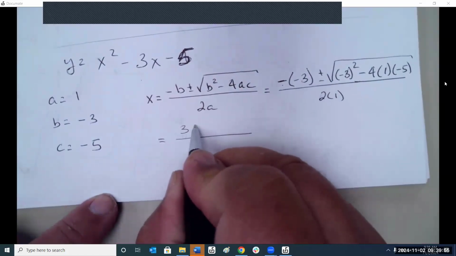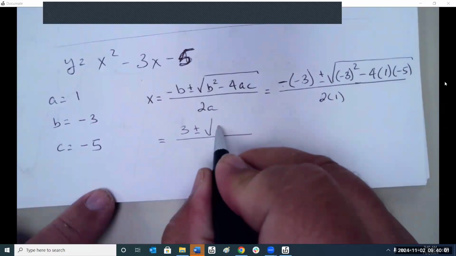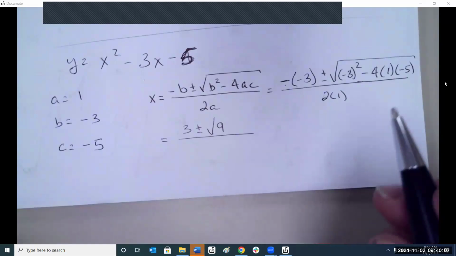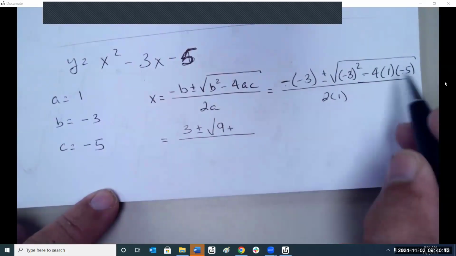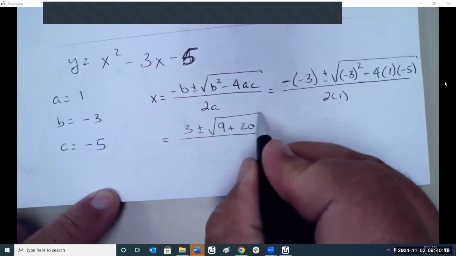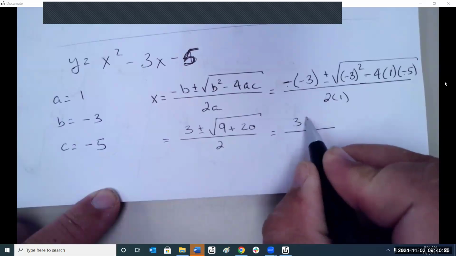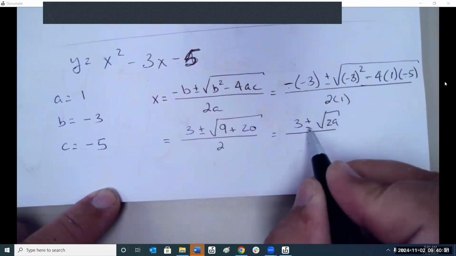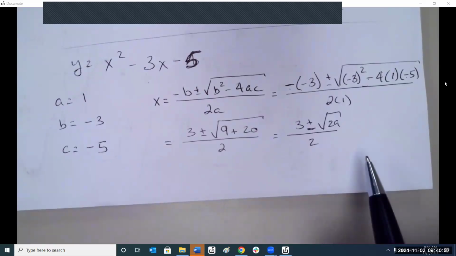Negative makes it a +3. -3 squared is +9. Negative times negative makes it a positive. 4 times 1 is 4. 4 times 5 is 20. Over 2. Nine plus 20 is 29. That's as far as I can go. But the square root of 29 can't go any further. It's a prime number.